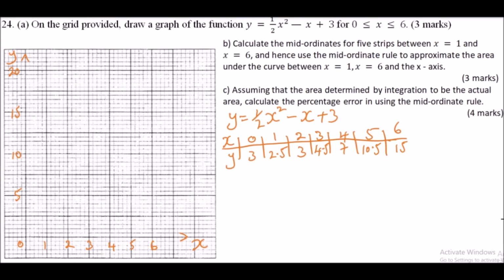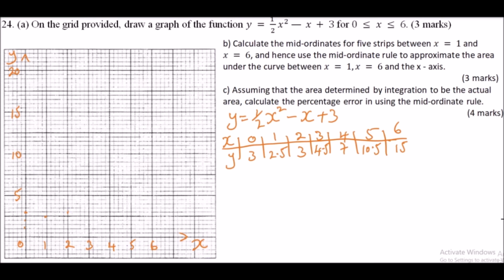When x is 0, y is 3. Since here we have 10 units representing 5, it means 1 unit is represented by 2 small squares. So that is where we have our point. When x is 1, it is 2.5, so this is 1, 2, 2.5, we have our point there. When x is 2, y is 3, so we have 1, 2, 3, that's where we have our value.